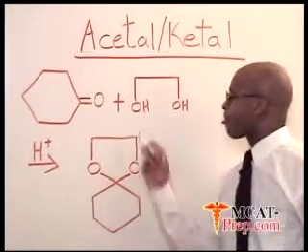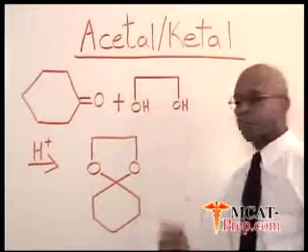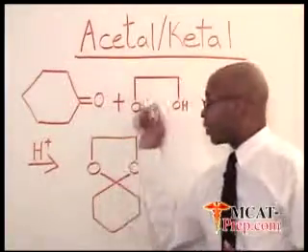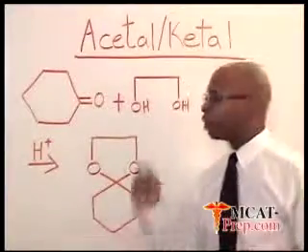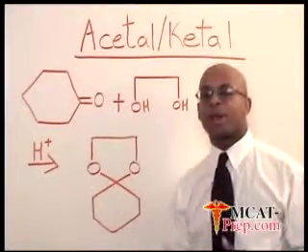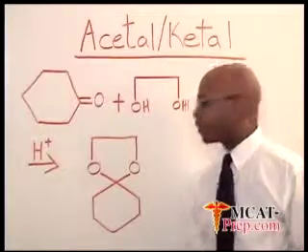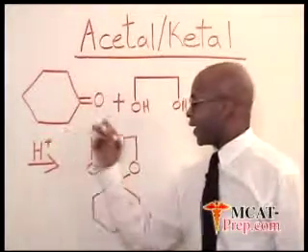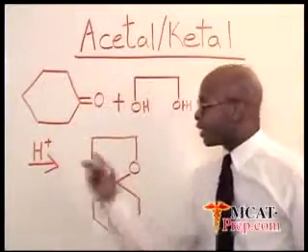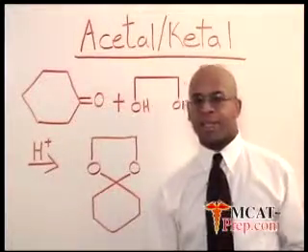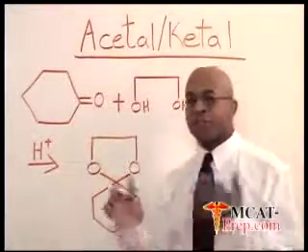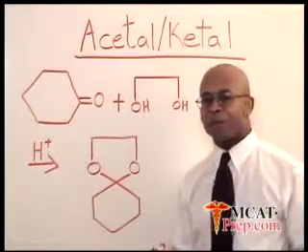Here's another chemical, and it has 2 OH groups. When you have an OH group, it's an alcohol. When you have 2 OH groups, it's called a diol. So here we have a ketone plus a diol, and we have a catalyst H+. So what's the first thing that's going to happen in this reaction?